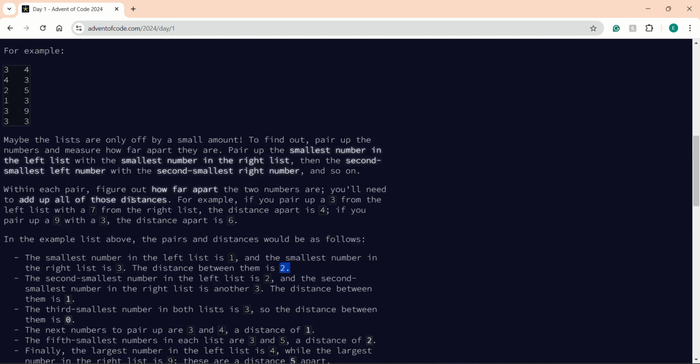That would not be the case. Let's say we have a three and a seven, so three on the left side and seven on the right side, it's going to be four, right? But then it shows here nine on the left side and three on the right side, and it'd be six. So basically, we need to find the maximum value between the two and the minimum value between the two, and basically subtract them.